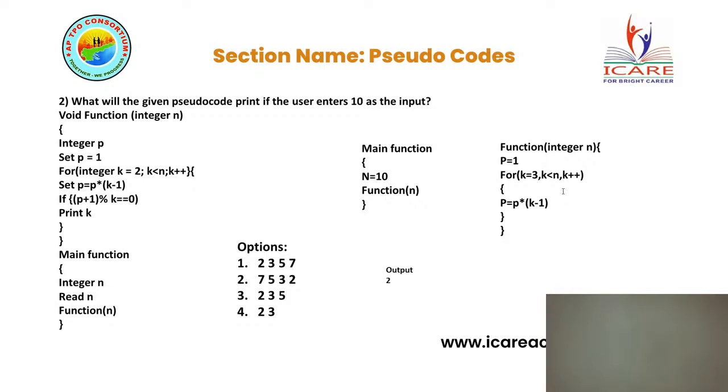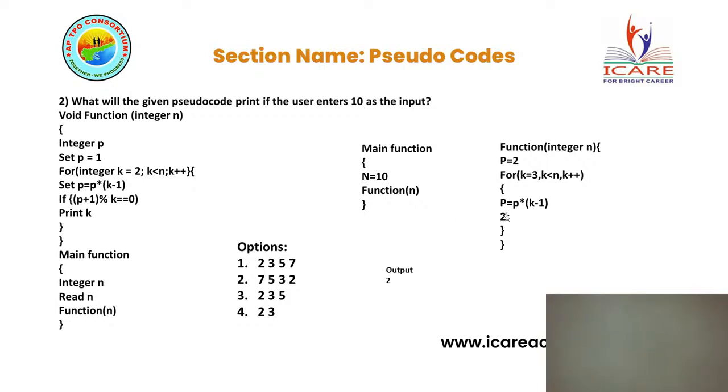K less than n. 3 less than n. As you all know, n is 10. 3 less than n, condition true. So we are entering into the for loop. P is equal to p into k minus 1. P value is 1 and k minus 1 is 3 minus 1, which is 2. So 1 into 2 is 2. Here we are reassigning the value in p. So we are reassigning p value as 2.